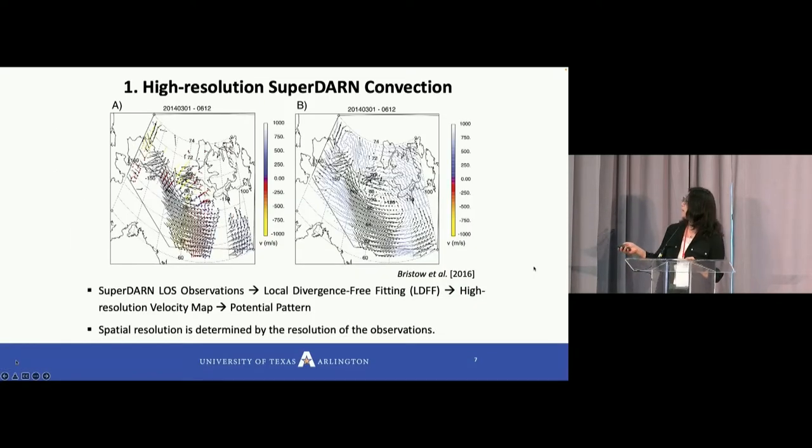All right. Here just shows the distribution of the high-resolution SuperDARN convection. The detailed description can be found in Beer's paper. I'm not an expert on SuperDARN; I just try to understand their data product and their approach. Basically, they started from the SuperDARN line-of-sight observations, then applied the local divergence-free fitting, LDFF, to get the high-resolution velocity map. Then based on the velocity map, they can deduce the potential pattern. The spatial resolution is determined by the resolution of the observations. How high the resolution of the observations is determines the resolution of the convection pattern.